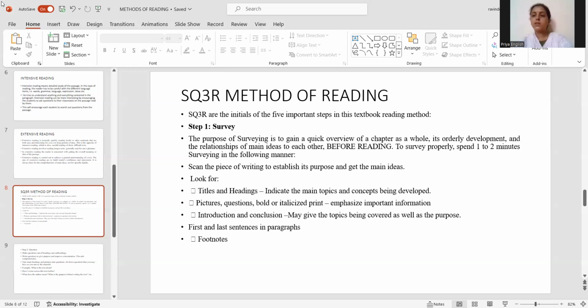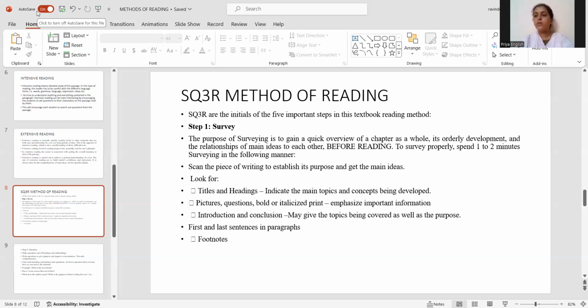So these are the things which you should keep in mind. What do we do to survey properly? We spend 1 to 2 minutes surveying in the following manner. So how can we go about surveying a particular text? What you need to do is scan the piece of writing to establish its purpose and get the main idea. So surveying means just make a note for yourself, just write down in points.